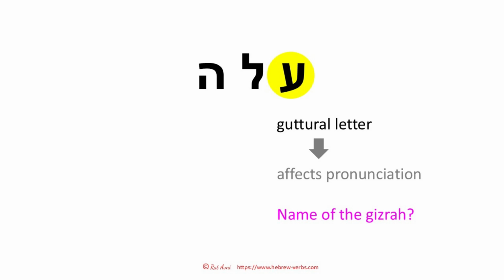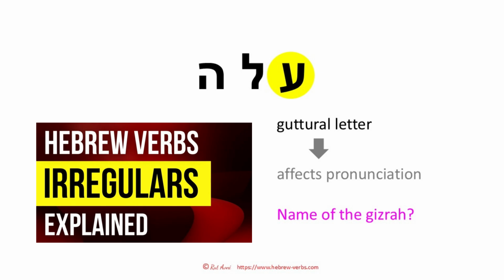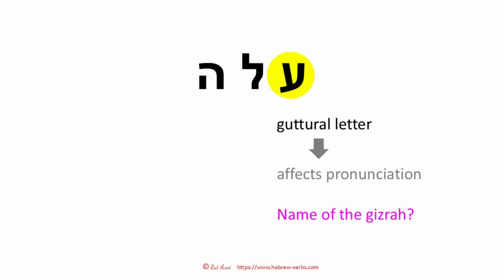What is the name of this gizrah? Oh, you don't know what the gizrah is? Well, I will leave you a link in the description of this video about gizrah. A gizrah is a subcategory within a binyan. For example, within pa'al, roots that have a guttural letter on the first root position pronounce the infinitive differently.